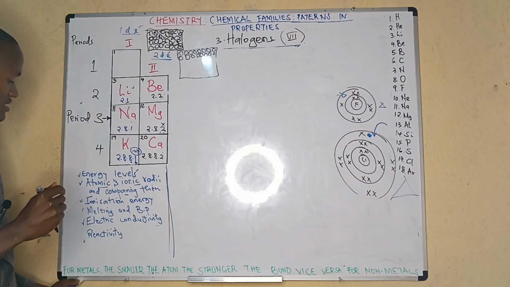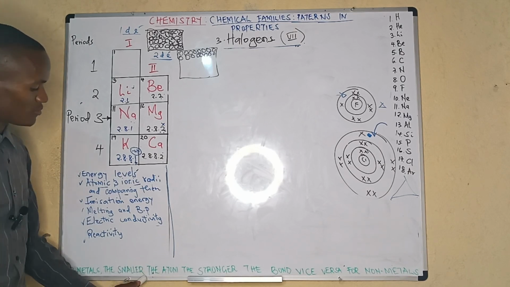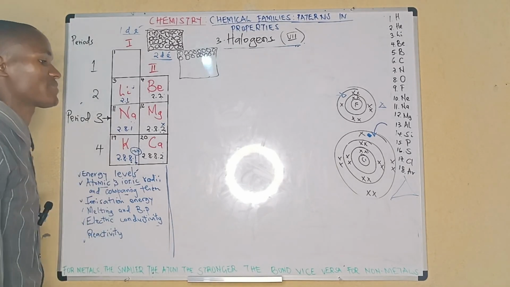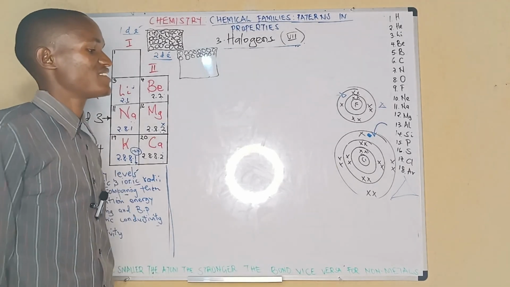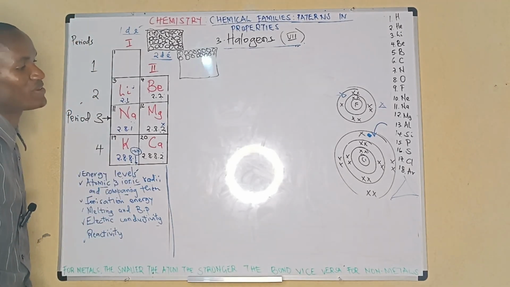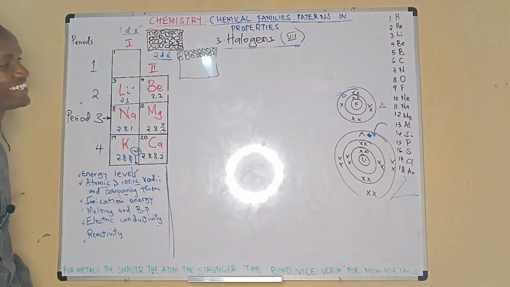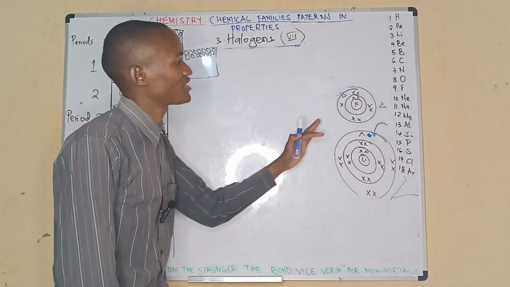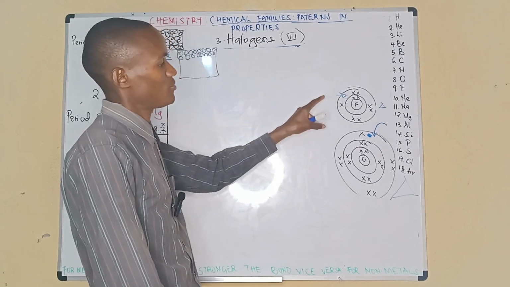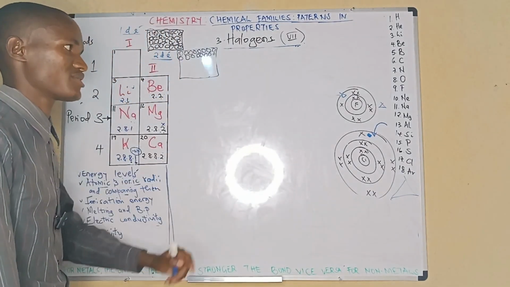That is how the first statement is saying. For metals, the smaller the atom, the stronger the bond. Now we have vice versa for nonmetals. It does not apply here. So fluorine having a small atom does not translate to a strong bond.